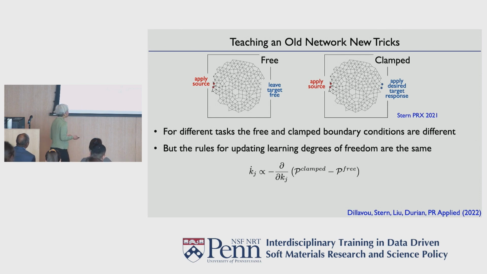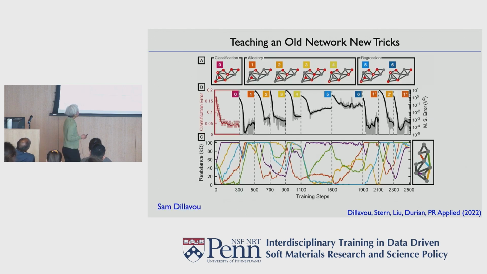You don't have to change the learning rules, so you don't change the circuitry. That all remains the same. You just apply different voltage inputs and outputs. And so it can learn one thing after another. First you teach it to classify the iris data set. That's this. This is the mean squared error.